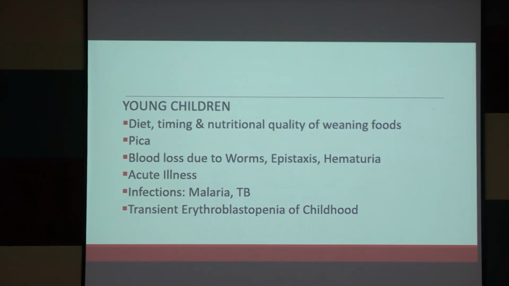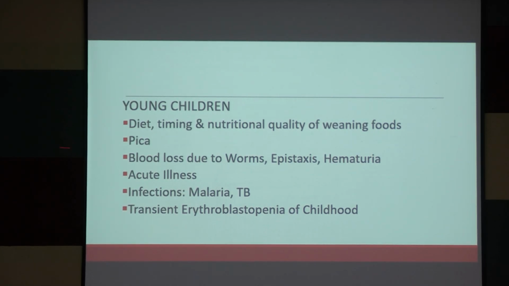Now coming to young children. In young children also we will inquire about the diet, timing of the complementary feeding, nutritional quality of the foods given. Pica. What is pica? What happens in pica? Yes. So pica, if you eat soil, what will it contain? Worms, infections. There will be infestation of the gut with the parasites. They can cause GI bleeding and that can lead to anemia.